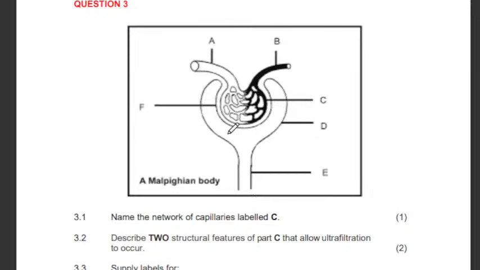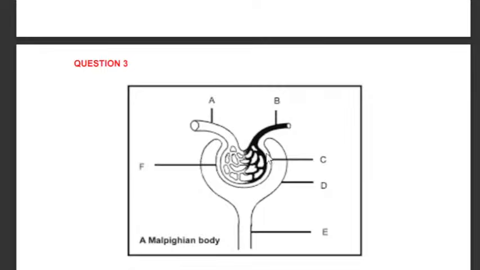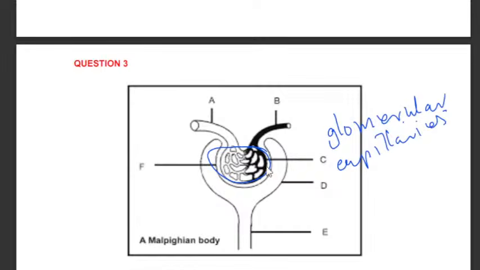This one shows the Malpighian body. So name the network C. They are looking for this. How do you call that network? This network is called the glomerular capillaries. This is the glomerulus, so it becomes the glomerular capillaries.